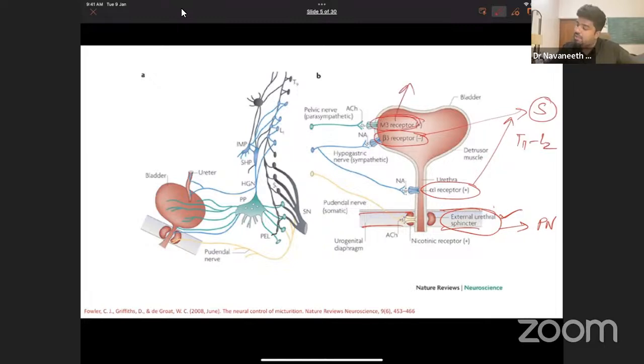Here, this is again coming from the same place where the pudendal nerve came from, S2 to S4, but this is parasympathetic. This is not voluntary. So the detrusor and internal sphincter are not voluntary. That is what we have to understand.